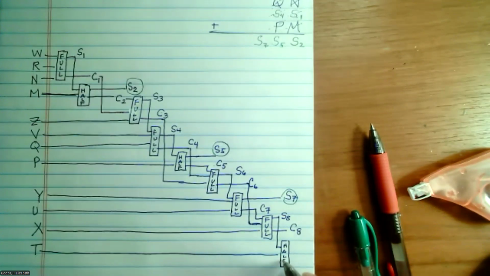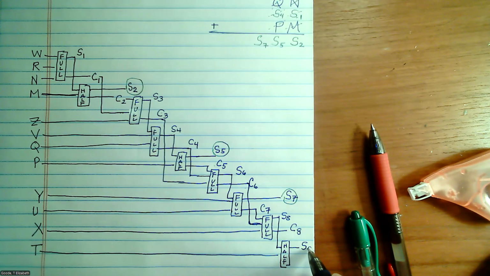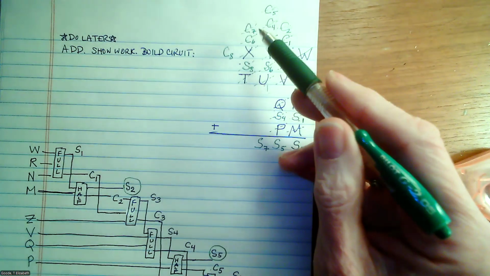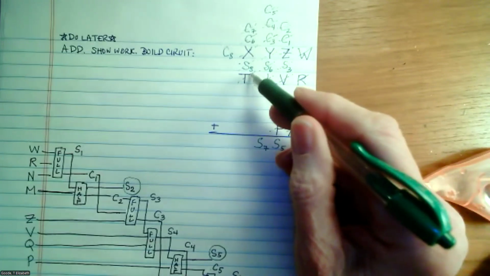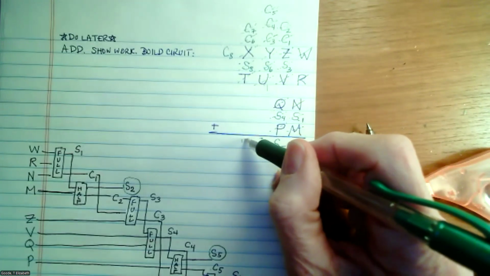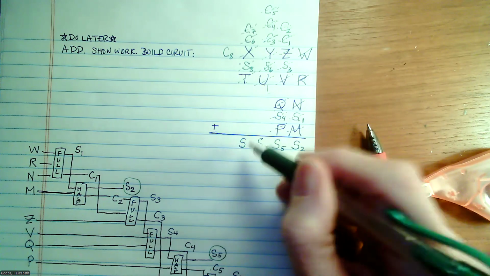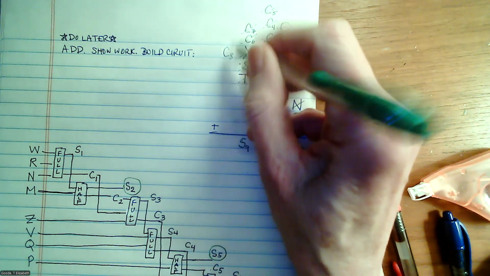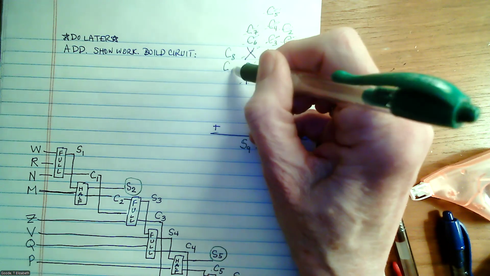S9 and C9. Oh boy, S9 is a final output digit. C9, we're going to have to deal with. Where does S9 go? S9 goes below the line beneath T. That's right. It's the last thing that's happening in that column. And C9 goes somewhere over here in this column. It doesn't matter if it's above or below.